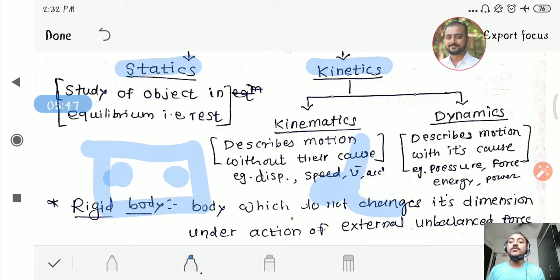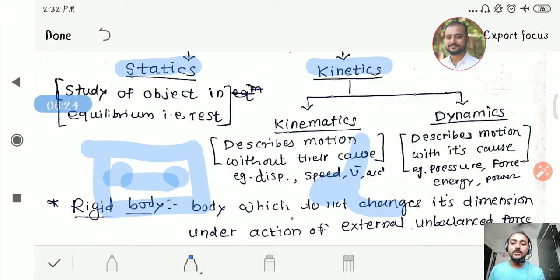Under the action of unbalanced forces, meaning a number of forces acting on this body, even if these two particles never get separated or never change the distance between them, then we call it a rigid body. Means that the body is said to be a rigid body. The distance between these two particles or atoms remains the same, constant. Such a body is known as a rigid body.